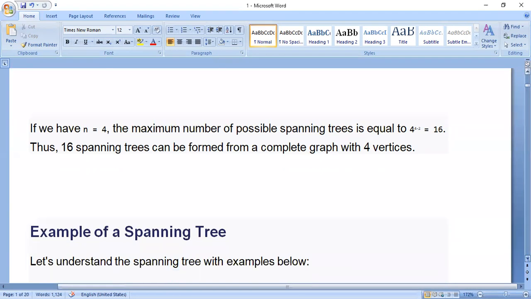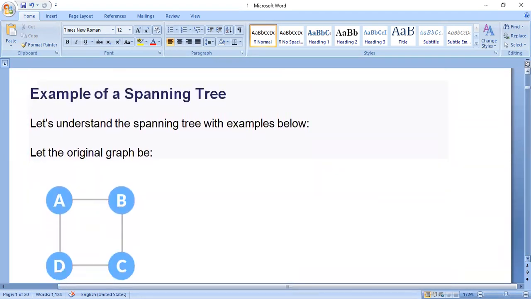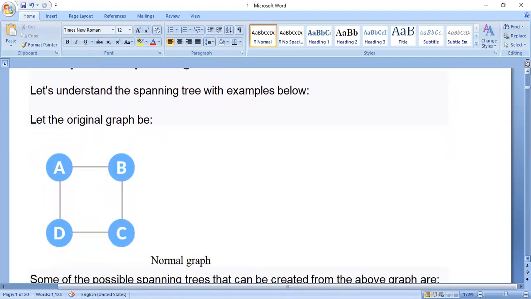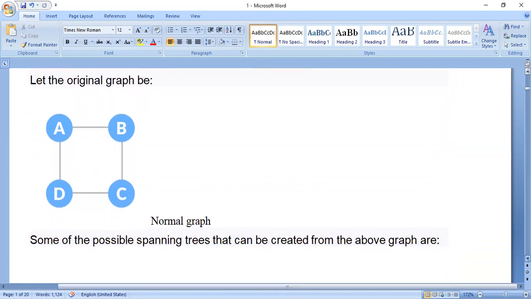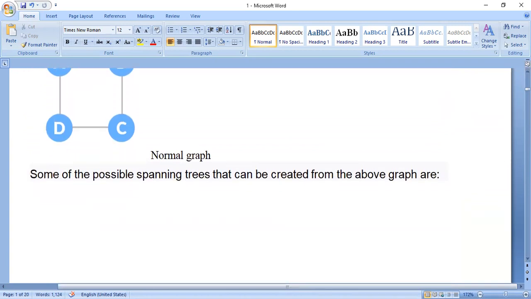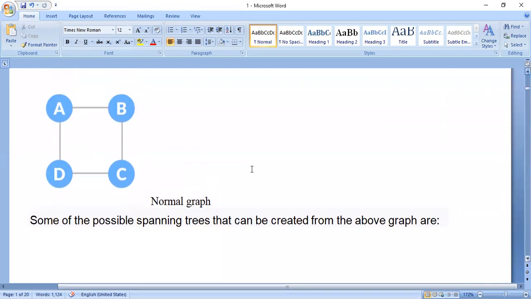Okay. Next, an example of a spanning tree. Now we will see the spanning tree. For example, this is the given spanning tree. Some of the different possible spanning trees. I can have a graph, but for the same graph, I can have n number of possible spanning trees. Okay, see the example.